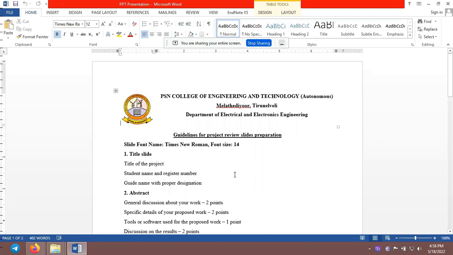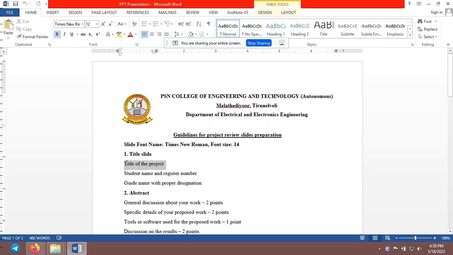Initially, we should follow the same font name and font size, that is Times New Roman, and the font size will be 14 throughout all the slides. So that is mandatory. And you can start with the title slide.